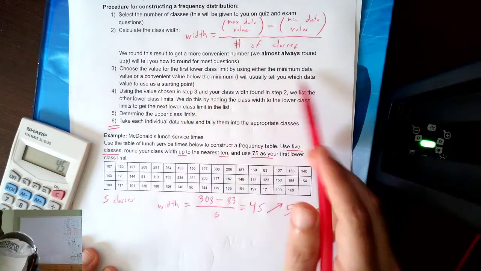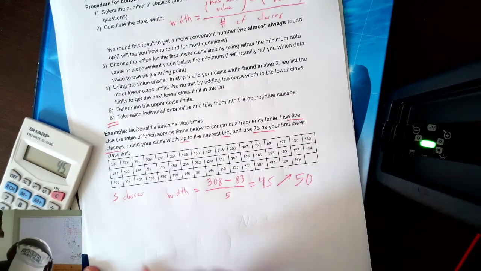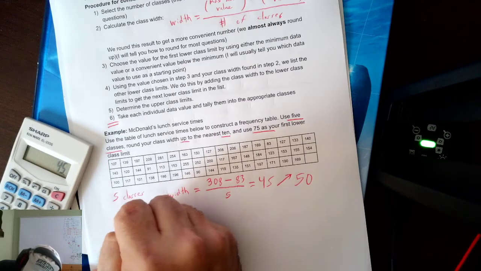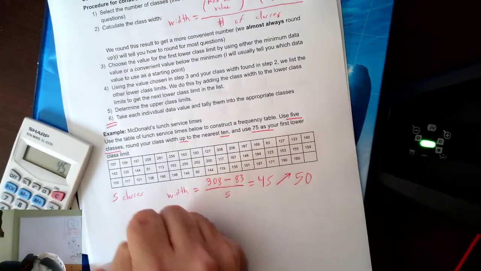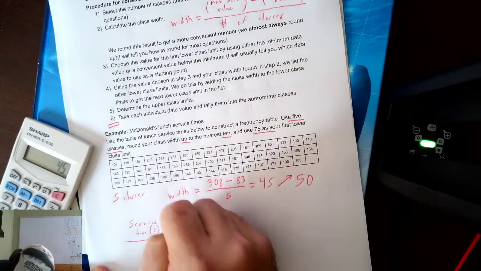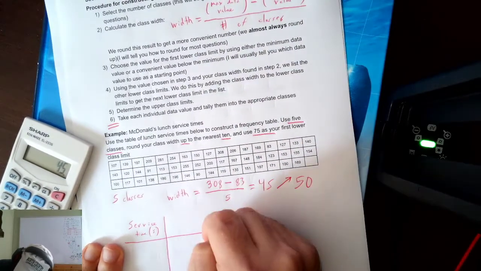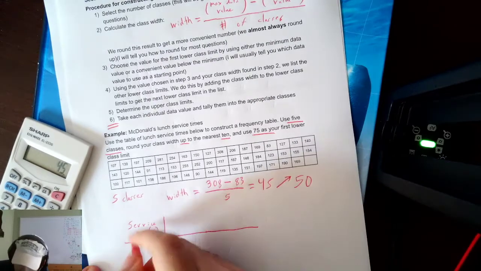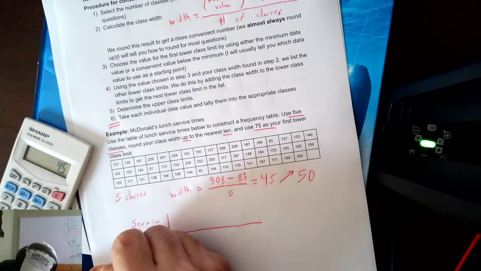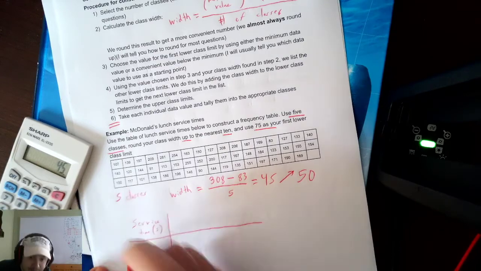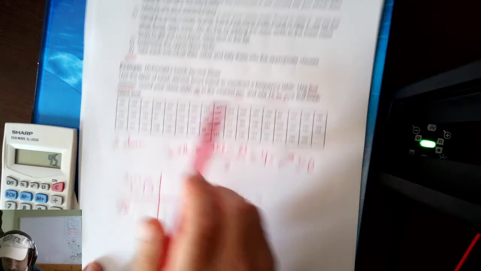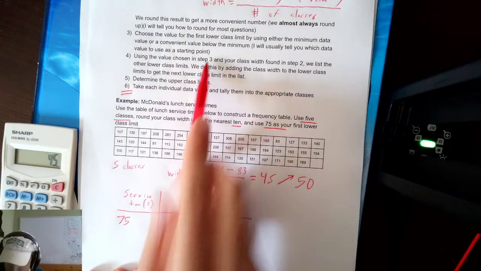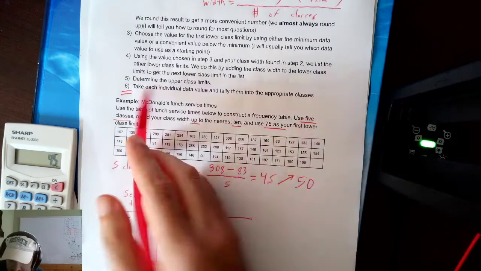Step 3, choose your first limit. So, what are we measuring? We're measuring service time in seconds, right? We're going to start making our table. My first lower limit is 75. I'm going to put 75 right here. That's my first lower limit. Now, I use the width, step 4. Using the number from step 3, 75, and your width, get the other limits.